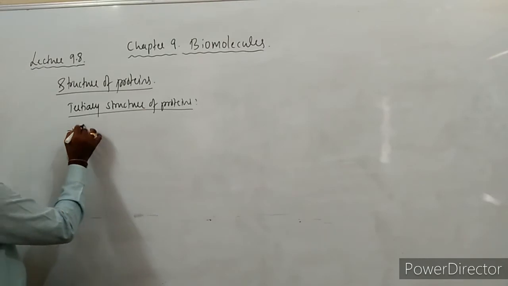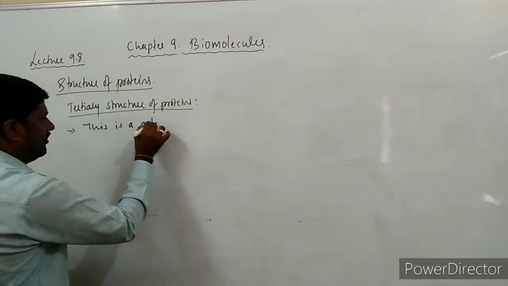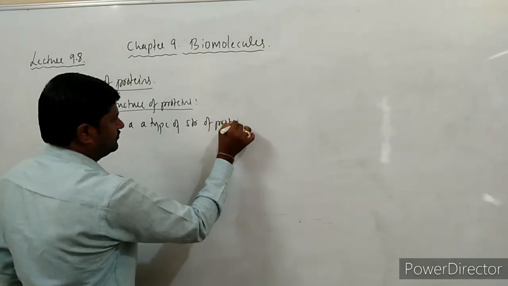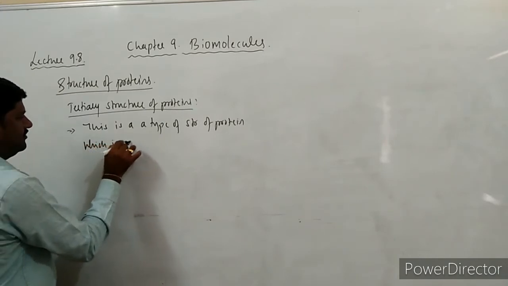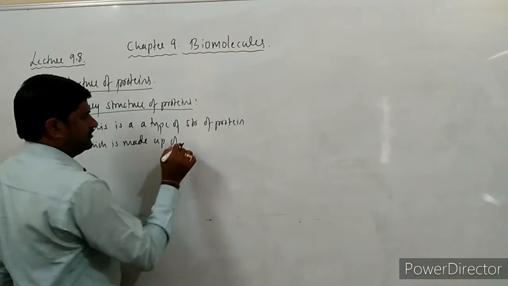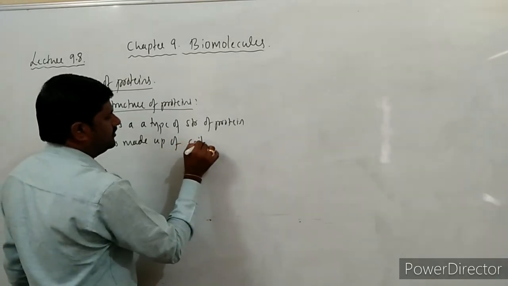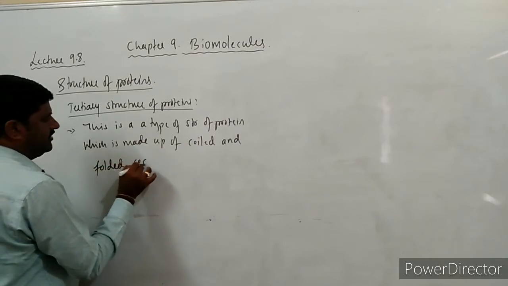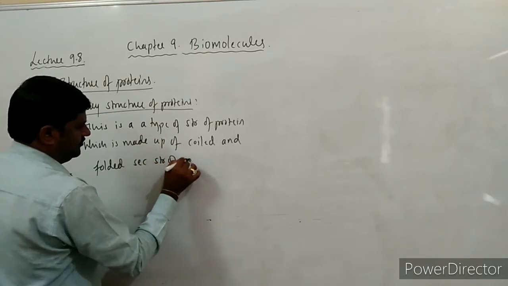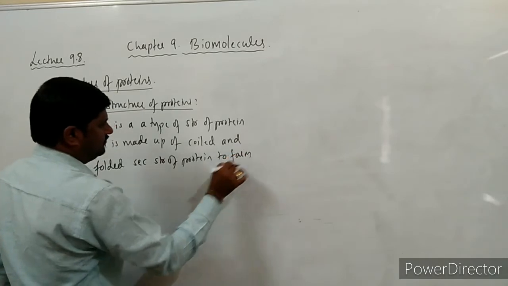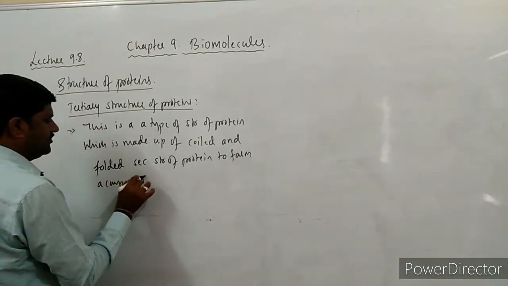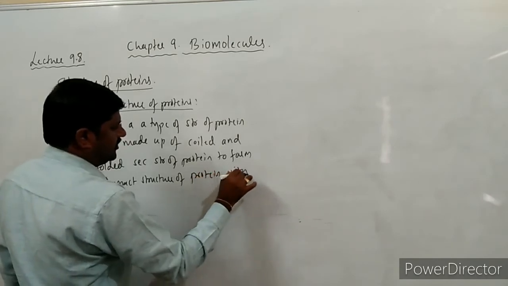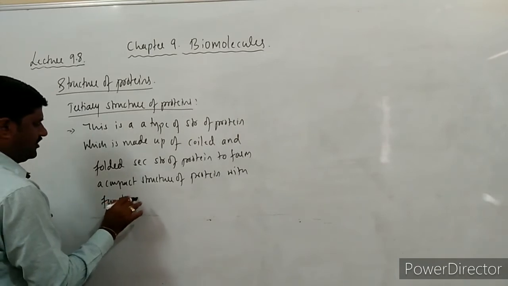Let us write. So this is a type of structure of protein which is made up of coiled and folded secondary structure of protein to form a compact structure of protein with functional units.